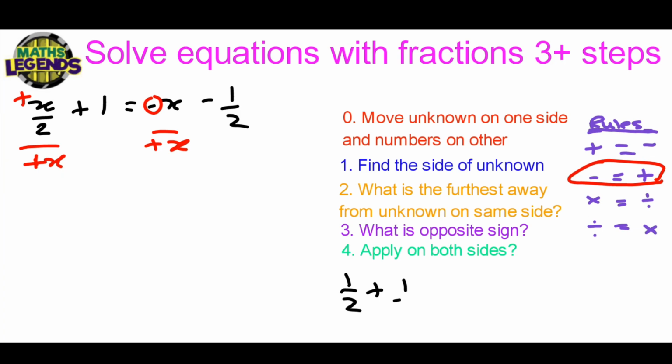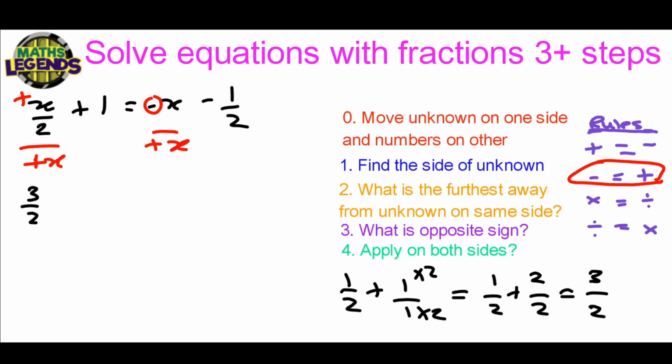So now we have a half plus 1 from this side here. Now 1 can be treated as 1 over 1. Now multiply the top and bottom by 2 to get a common denominator. So that's a half plus 2 over 2. This simplifies to 3 with the 1 plus 2 over the common denominator, which is 2. So here this becomes 3 over 2x plus 1 equal to minus x plus x is 0 minus a half. Now here the x is on the left hand side, plus 1 is furthest away. So using this rule here, minus 1 on both sides, and we simplify.